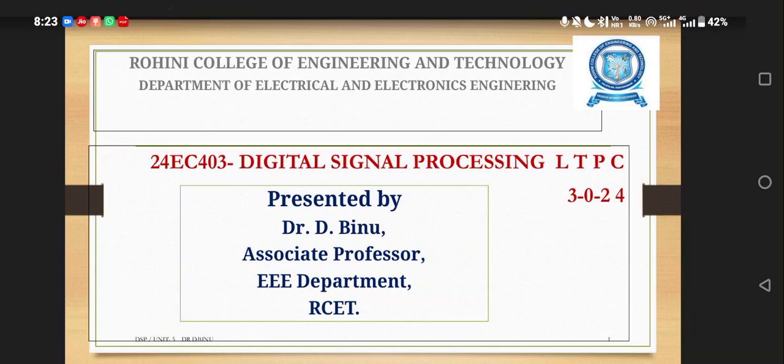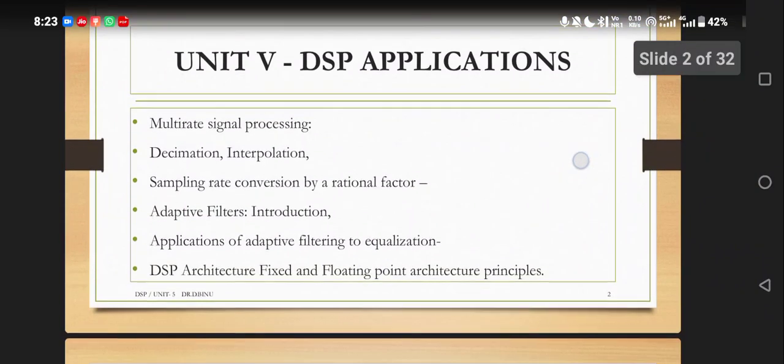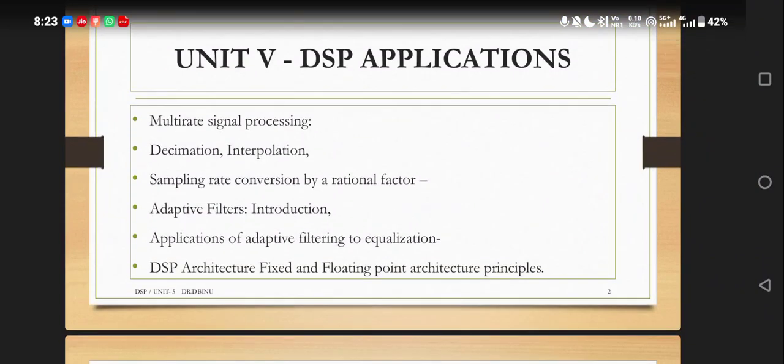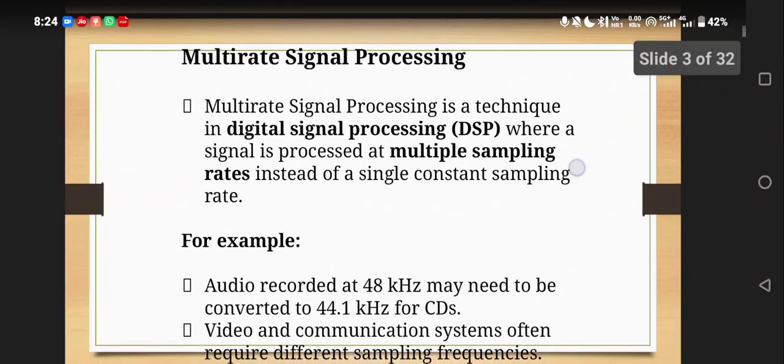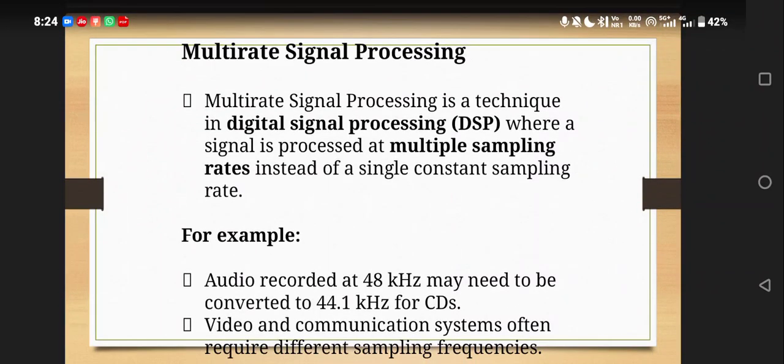I am Dr. Binu. In the Digital Signal Processing subject, the fifth unit is DSP applications. It consists of multi-rate signal processing, decimation, interpolation, sampling rate conversion by a rational factor, adaptive filters, applications of adaptive filters to equalization, DSP architectures, and fixed and floating point architecture principles. The first topic is multi-rate signal processing.